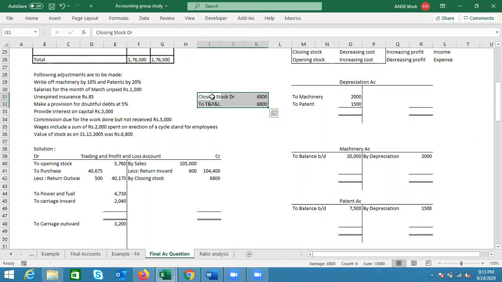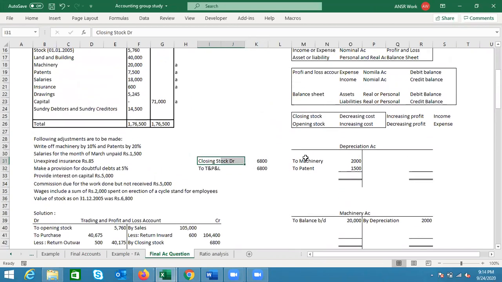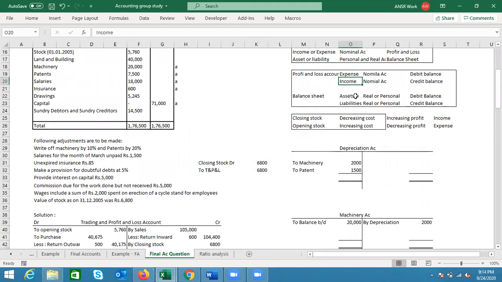If you guys can see, closing stock is getting debited. Closing stock, is it expense, income, asset, or liability? It is a stock, right? Forget about this analysis. Let's think from a general perspective. Is it a nominal account, real account, or personal account? Closing stock is nothing but the goods that are left out in your factory. Is it a nominal account, or a real account? Real account, right? So it will be an asset or liability, right?